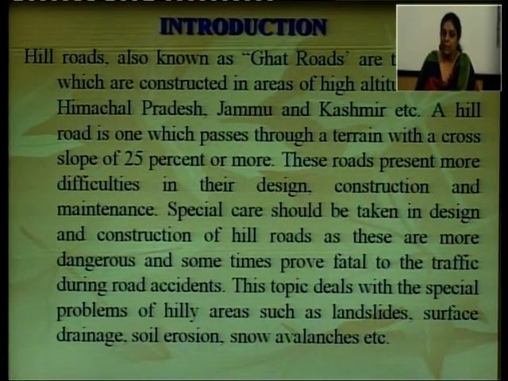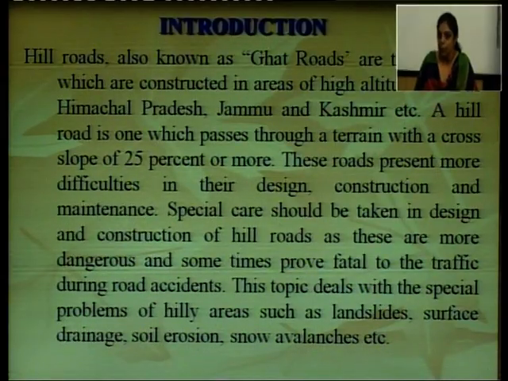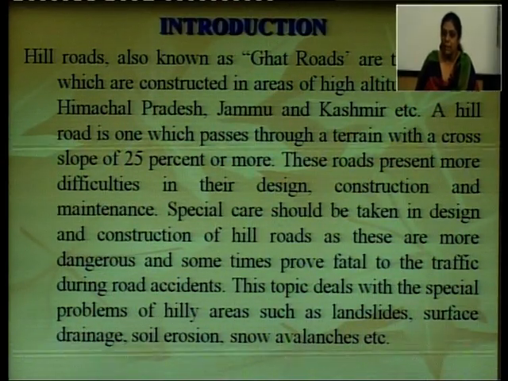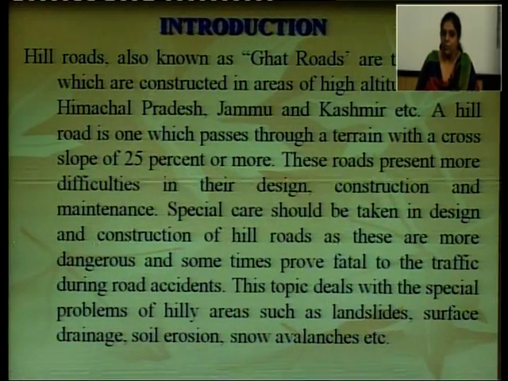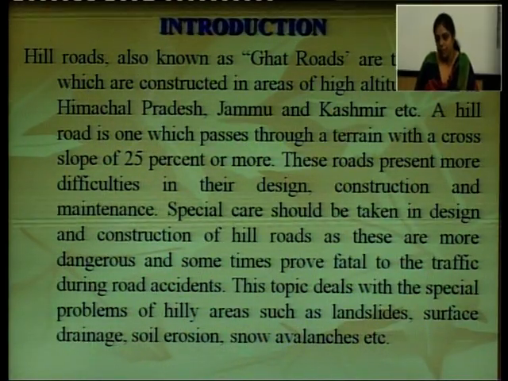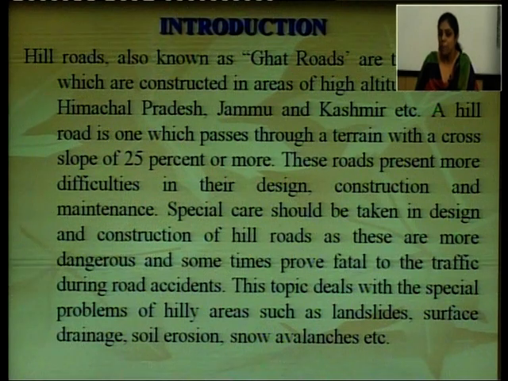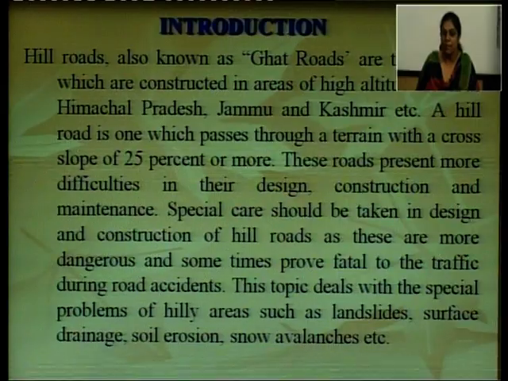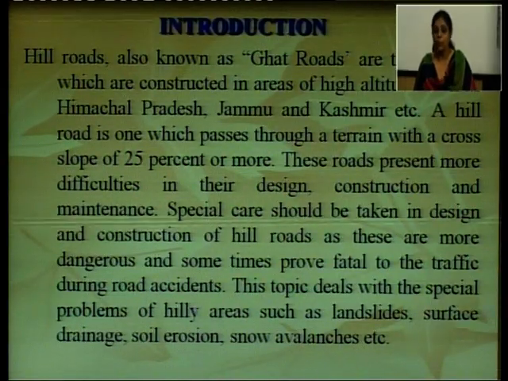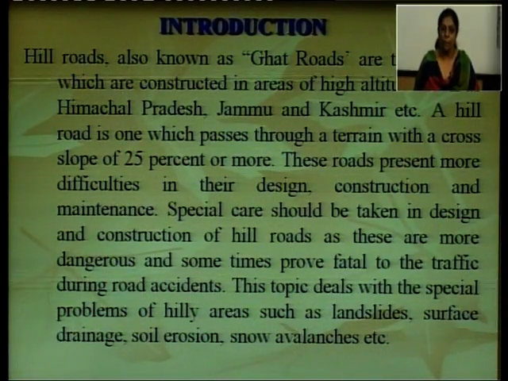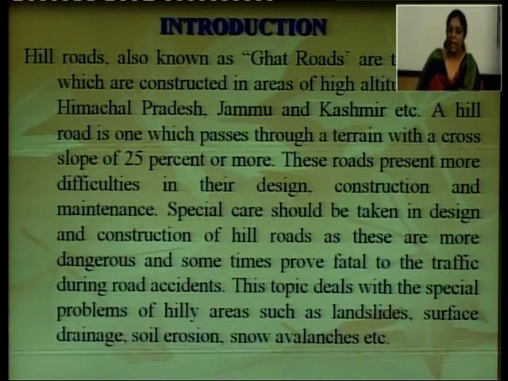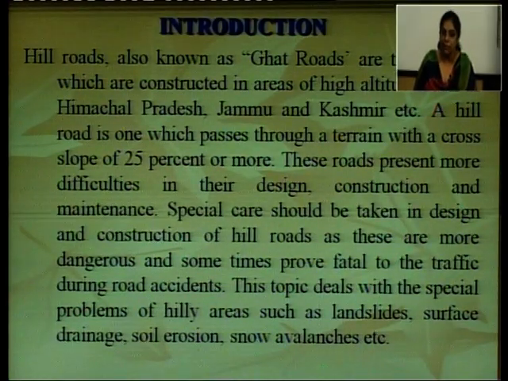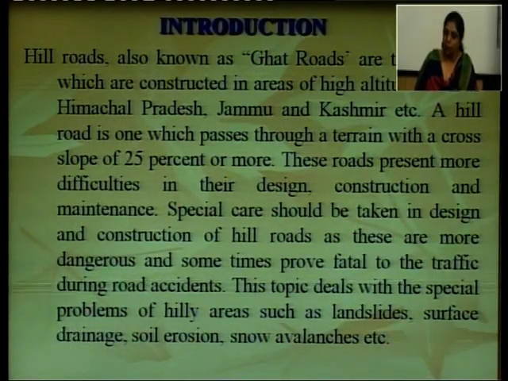So hill roads are also called ghat roads, and these are roads which are constructed in areas of high altitude such as Himachal Pradesh, Jammu and Kashmir, etc. A hill road is one which passes through a terrain with a cross slope of 25% or more. I was telling you students what is cross slope. Cross slope is a slope which is in perpendicular direction from the alignment of the road.